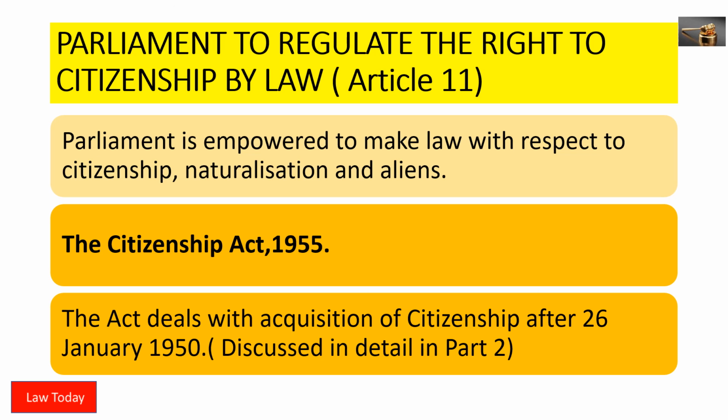The Parliament has enacted the Citizenship Act of 1955, and this Act deals with the acquisition of citizenship after 26th January 1950. The Act makes necessary provisions for the acquisition, termination and deprivation of citizenship in certain circumstances. A detailed analysis of the provisions of the Citizenship Act has been made separately in another video in this channel as part 2.